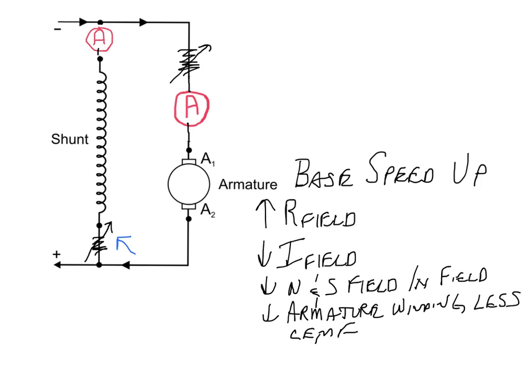Well, my counter EMF would go down, which allows my current in the armature, I arm, to go up. If my current in the armature goes up, my torque goes up. If my torque goes up, my speed goes up. So what we have done is taken a motor from nameplate speed. For example, if 3450 is our full load speed on the nameplate, we can actually go above that by increasing the resistance in the field.